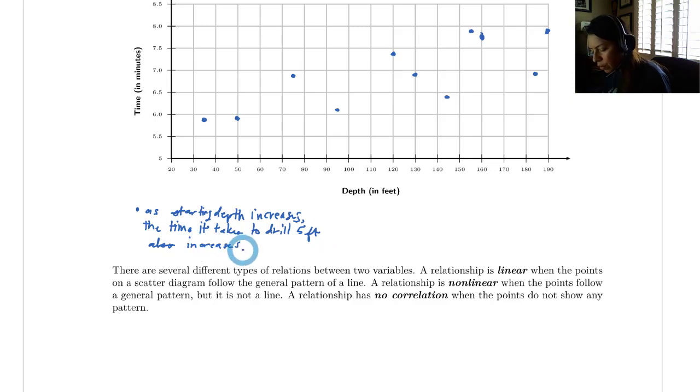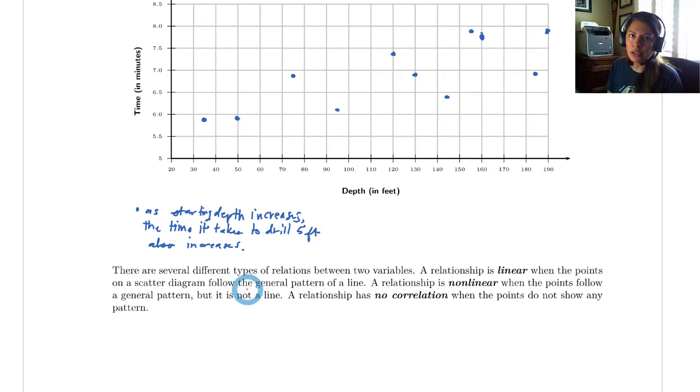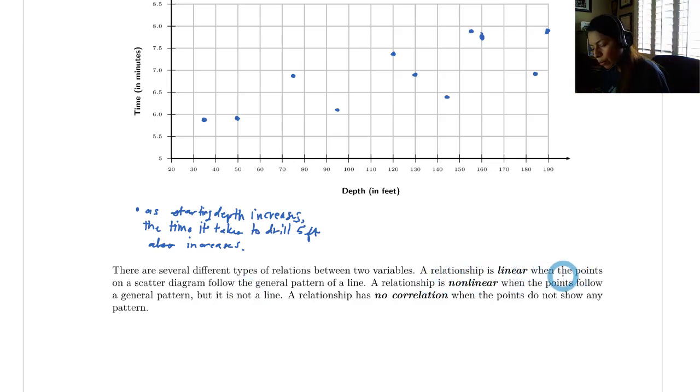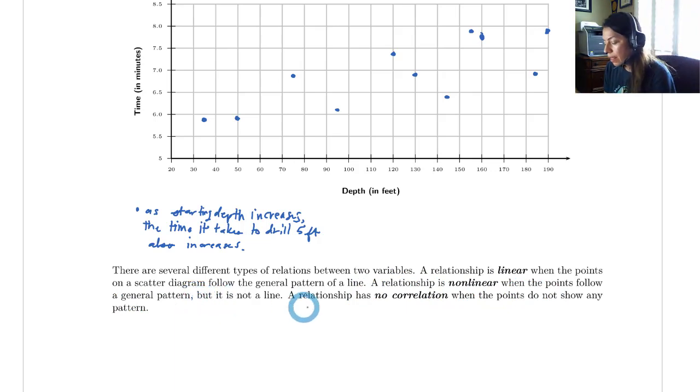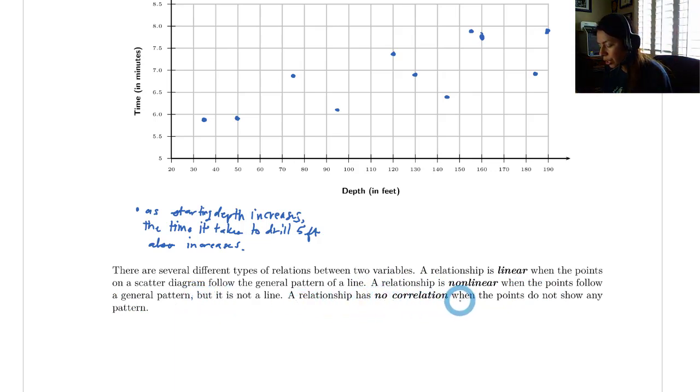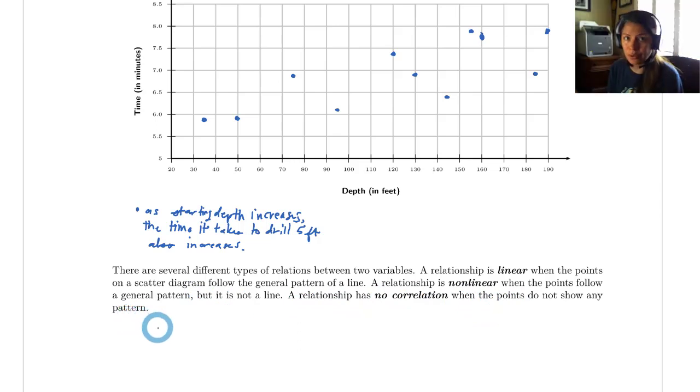Okay, so there are different types of relationships. There are many because there are a lot of different functions out there. So we call a relationship linear when the points on a scatter diagram follow the pattern of a line. A relationship is nonlinear when the points follow a general pattern but not a line. And then a relationship has no correlation when the points do not show any pattern. So either they can show a pattern of a line or not. Even though they don't show a pattern of a line, they may show other patterns that we've seen before.